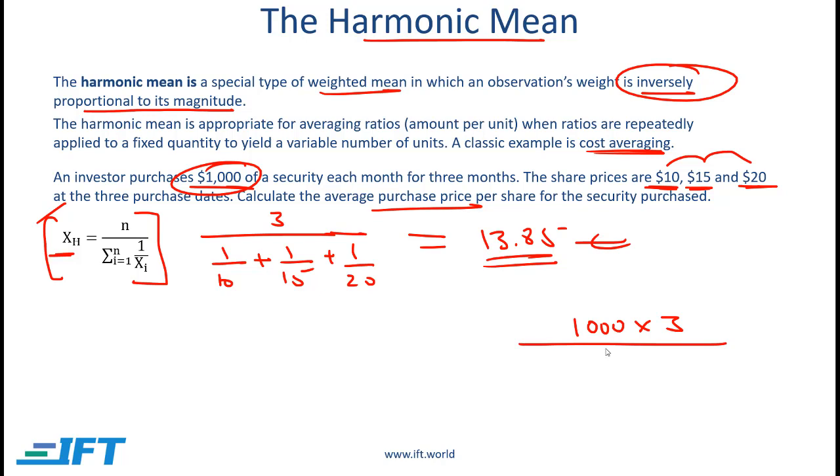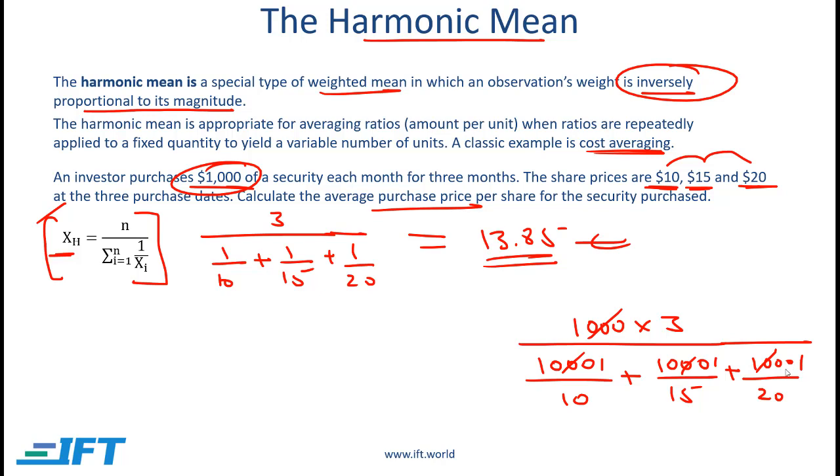The number of shares purchased is equal to the number of shares purchased in the first month, which would be 1000 divided by 10, plus the number of shares purchased in the second month, that would be 1000 over 15, plus the number of shares purchased in the third month, that's 1000 over 20. Now notice over here, using simple algebra, the thousands would cancel out and we simply have 1, 1, 1 over here. So effectively, we are left with this formula.